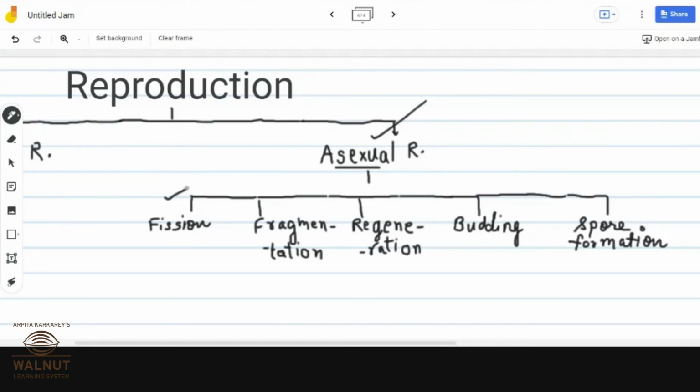Their different types are fission, fragmentation, regeneration, budding, and spore formation. Where you will see different examples in fission. Fission is again of two types: binary fission and multiple fission. Fragmentation, you will see some examples. Regeneration, there are some examples. Same in budding and spore formation.